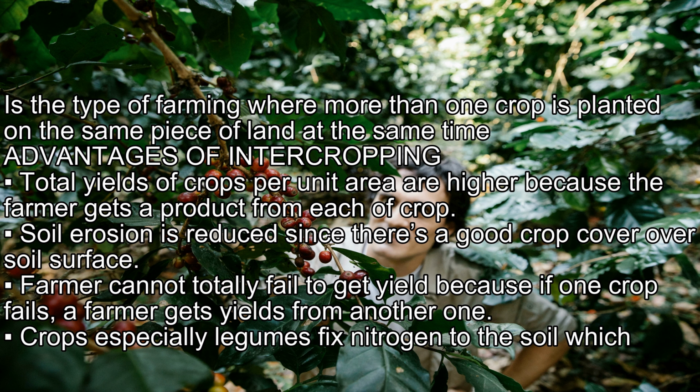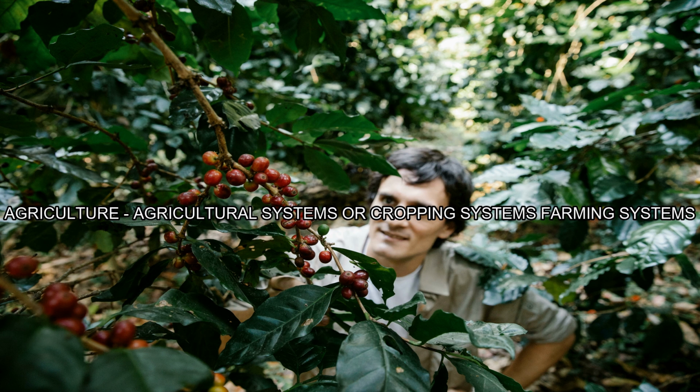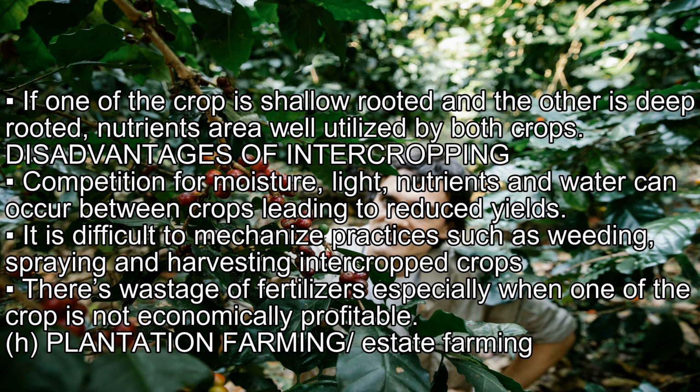Crops, especially legumes, fix nitrogen to the soil. If one of the crops is shallow rooted and the other is deep rooted, nutrients are well utilized by both crops. Disadvantages of intercropping.